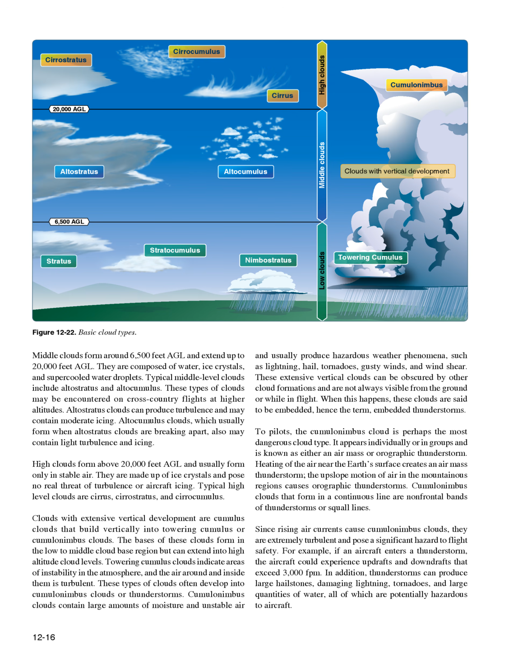Since rising air currents cause cumulonimbus clouds, they are extremely turbulent and pose a significant hazard to flight safety. For example, if an aircraft enters a thunderstorm, the aircraft could experience updrafts and downdrafts that exceed 3,000 mpm. In addition, thunderstorms can produce large hailstones, damaging lightning, tornadoes, and large quantities of water, all of which are potentially hazardous to aircraft.